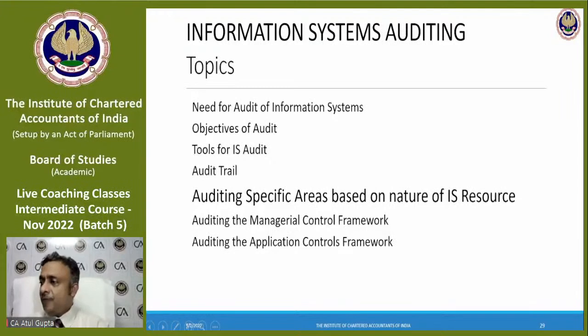So many of you have answered black box correctly. Good. Now coming to auditing specific areas based on the nature of information system resource. Let us go ahead.